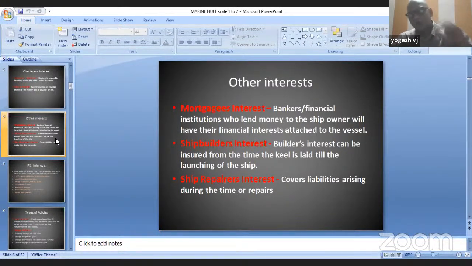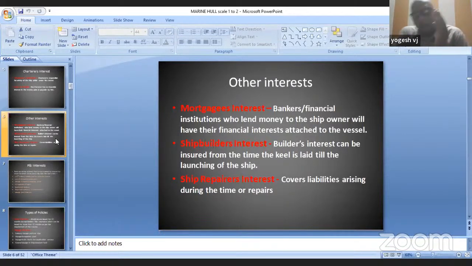Okay. So in India, most of the big ships are built at Mazagon Dock. Most of them. So, let us assume that an XYZ company comes to Mazagon Dock and says that I want a particular kind of crude oil tanker built by you. So, Mazagon Dock will take a shipbuilder's insurance, because any loss that occurs to the vessel or the hull body during building of that ship is covered under shipbuilder's insurance. Okay? So, builder's interest can be insured from the time the keel is laid, that is the base is laid, till the launching of the ship.